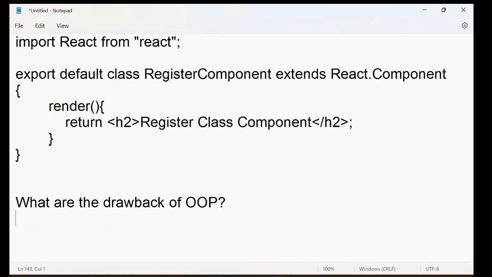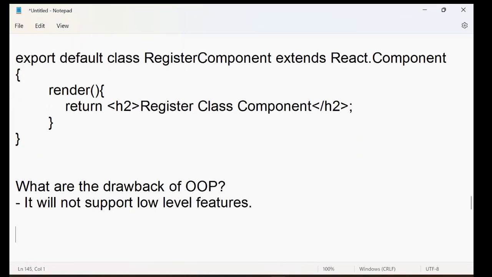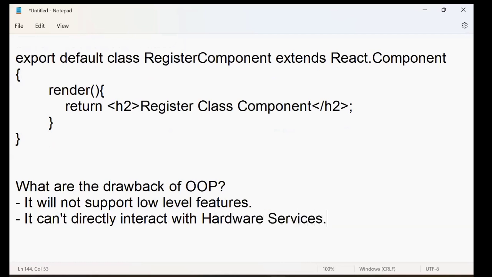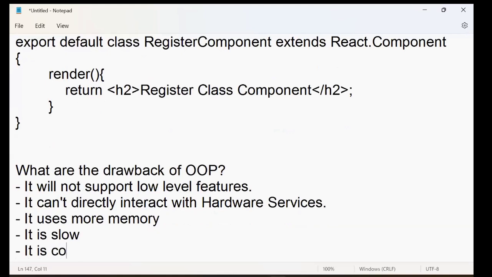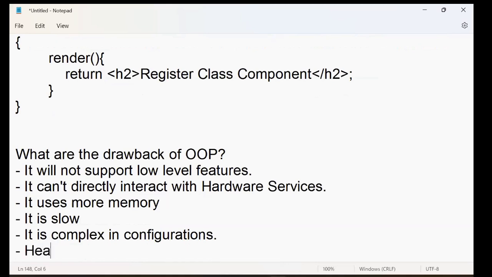No drawbacks? So many are there. One of the major drawbacks of object-oriented programming is that it will not support low-level features. If any language is not supporting low-level features, then it cannot directly interact with hardware services. That means it uses more memory. It is slow. It is tedious. It is complex in configurations. So this is heavy on application.